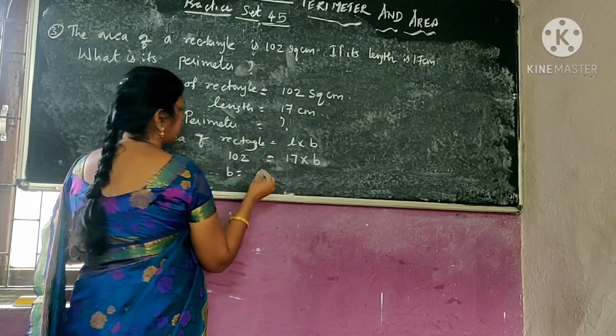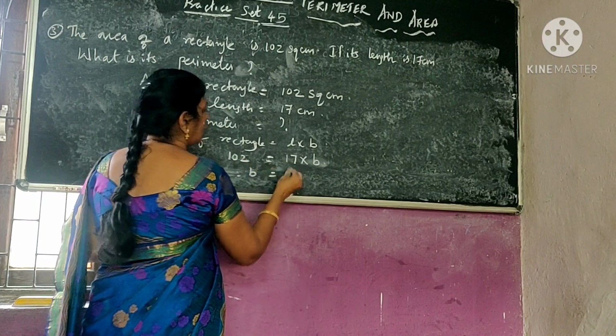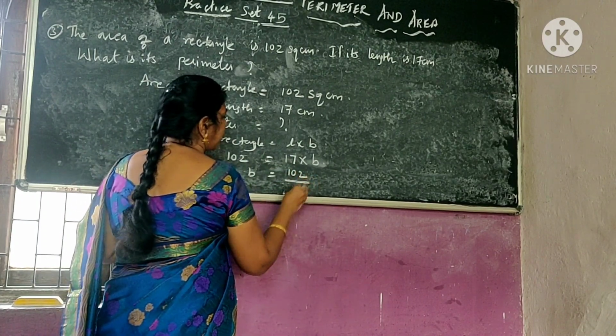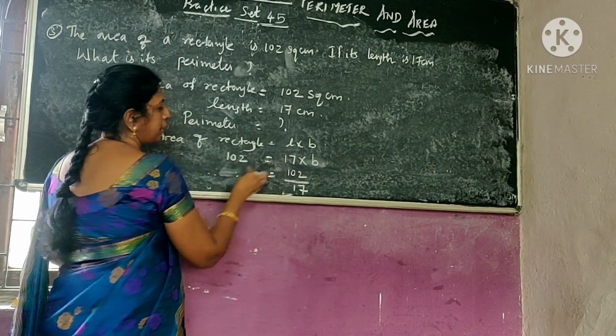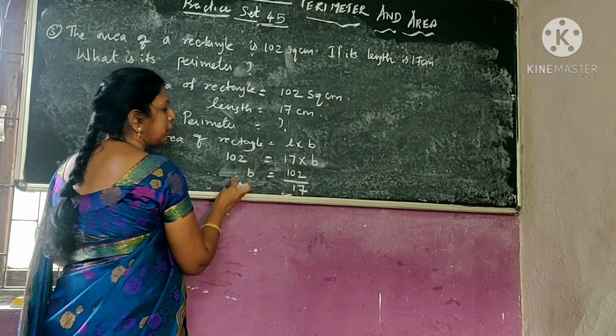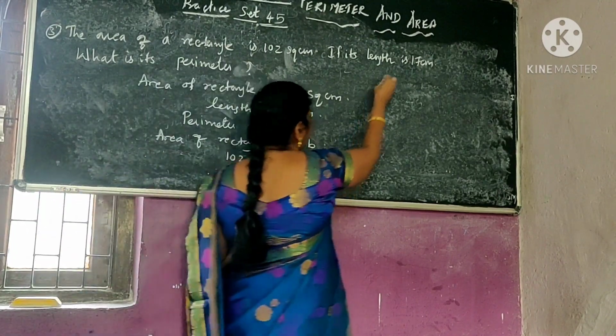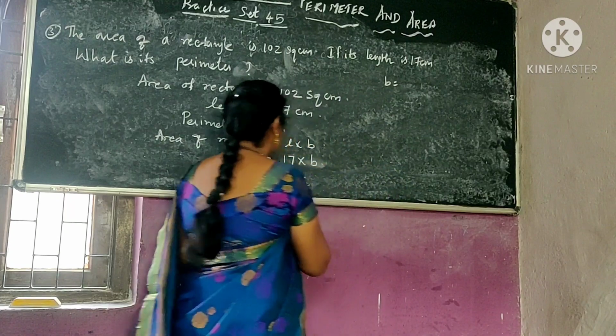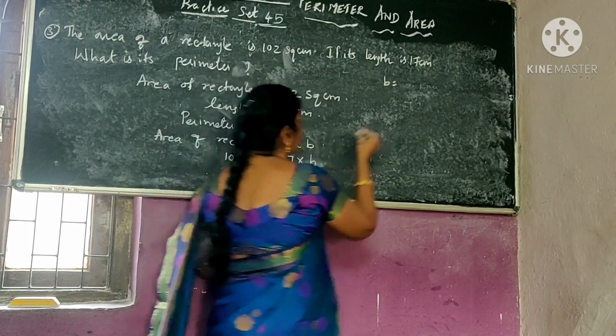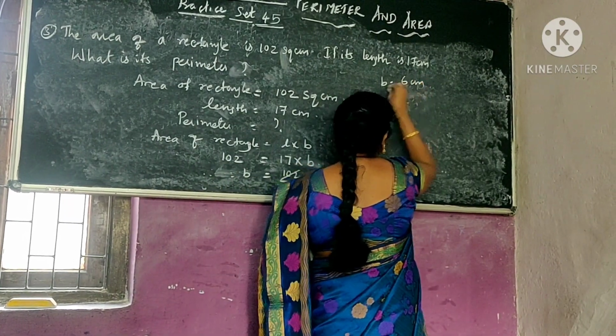Therefore, breadth will become 102 divided by 17. This 17 will come down, numerator will become denominator. Now, 17 ones are 17, 17 sixes are 102. So breadth is 6 centimeter.